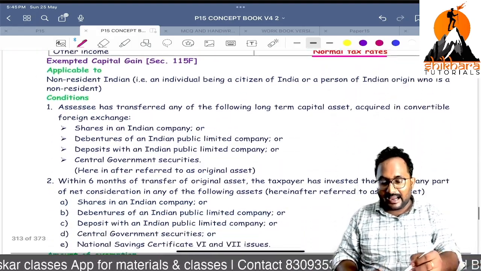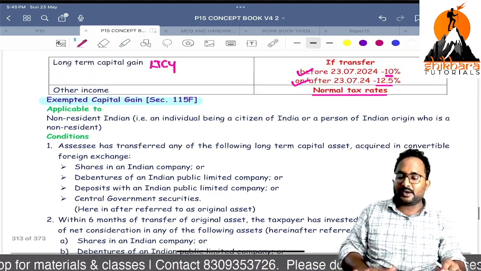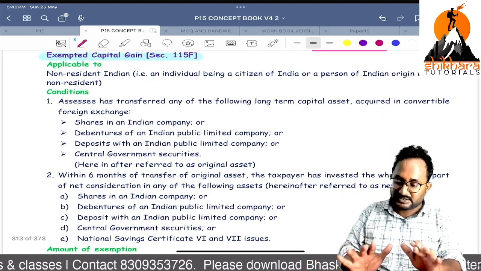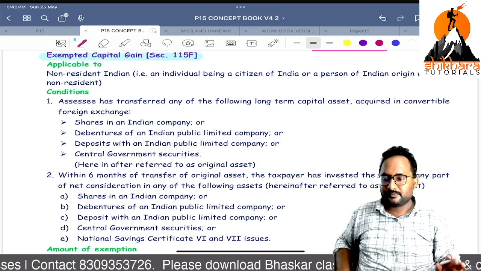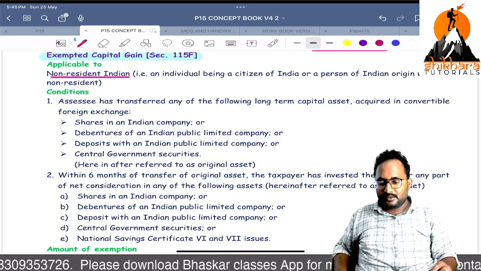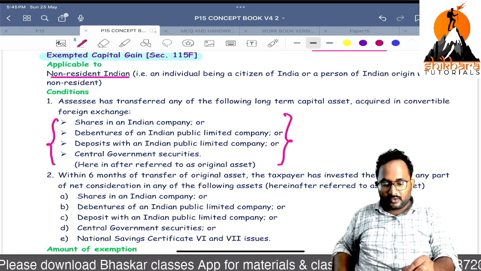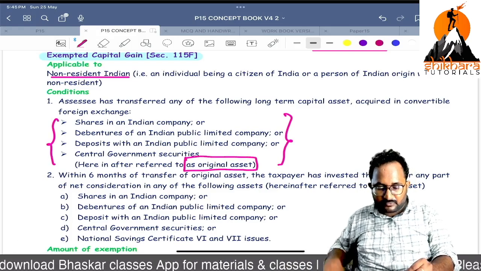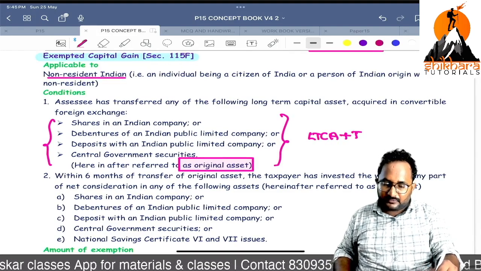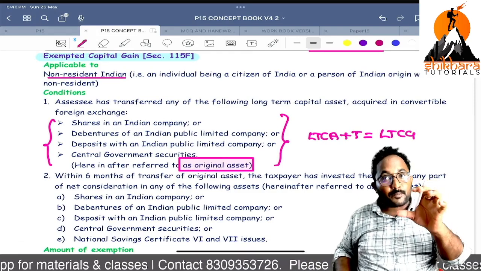Now, if you calculated the capital gain, from that we can give an exemption also. If you got a long-term capital gain, that is the gross long-term capital gain, from this we can get one exemption also. What is that exemption? This is important. So NRI, that means non-resident Indian, yes, he transferred the specified foreign exchange asset. So we can treat it as a transferred asset or old asset. So that's why it is a long-term capital asset. If he transferred, he will get long-term capital gain.